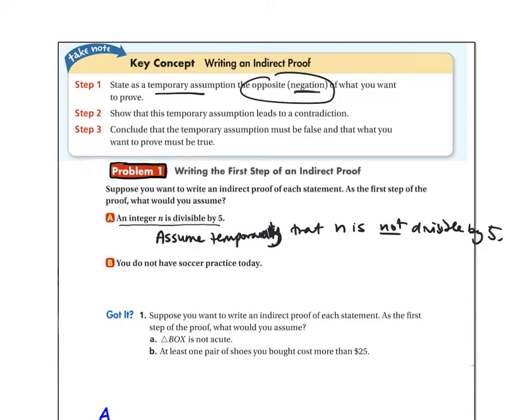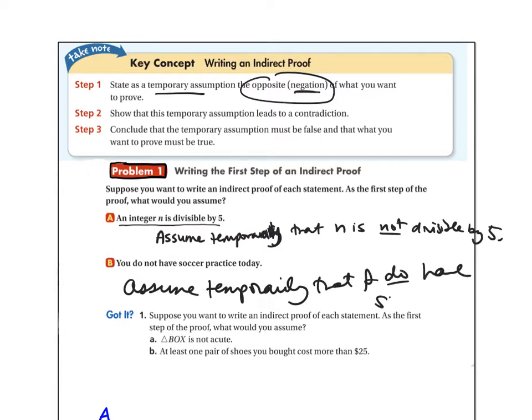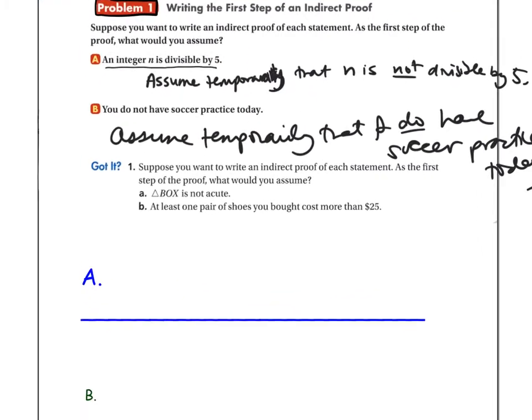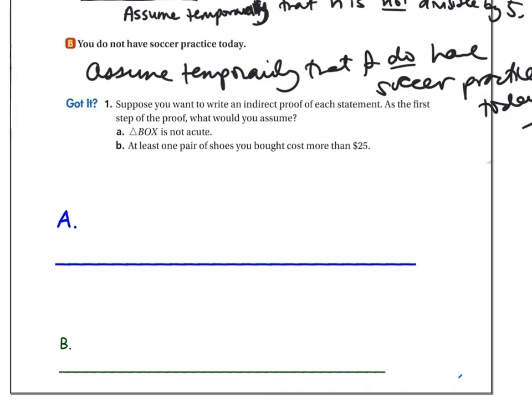And here it says you do not have soccer practice today. So let's assume temporarily that I do have soccer practice today. What's the opposite of what you're trying to prove? I'm trying to prove I do not have soccer practice today, so the opposite of that is that I do have soccer practice today. All right, so try this one on your own. Suppose you want to write an indirect proof of each statement. As the first step of the proof, what would you assume?